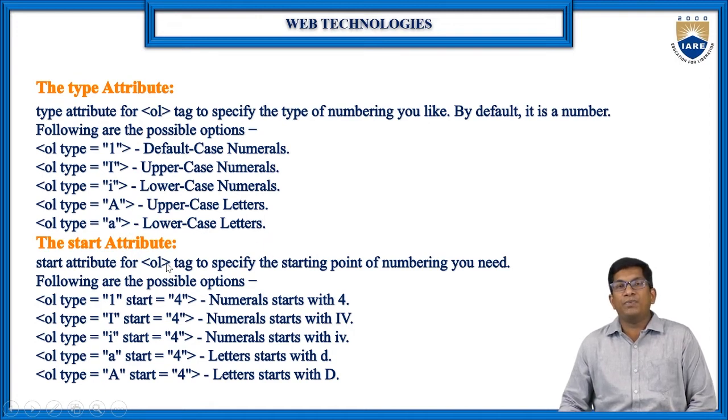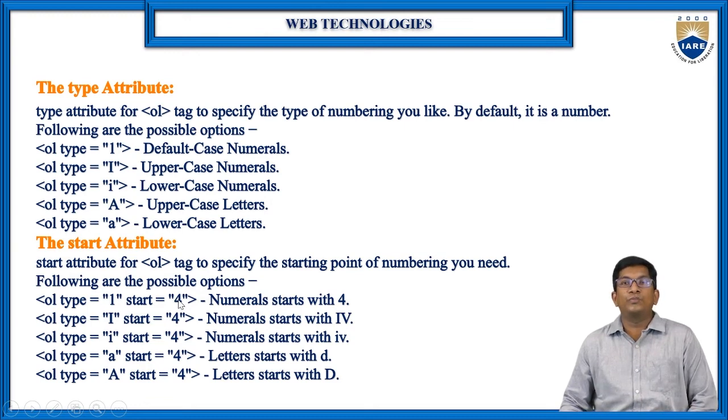We can also specify from where that sequence order has to start. That we can specify with the start attribute. So in the OL element, we have the attribute type is equal to, where we specify what numerals we have to use. After that, we have another attribute, start. Start is the attribute, then the assignment operator. In between double quotes, you specify the value from where the ordered list has to start.